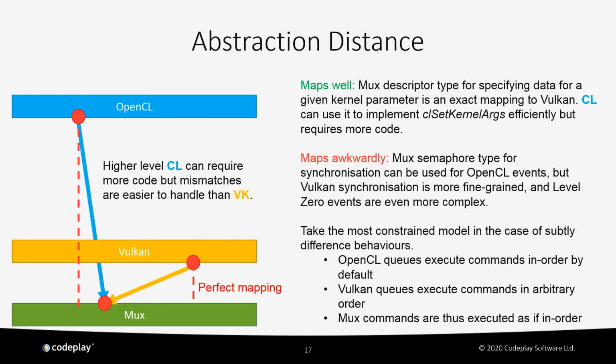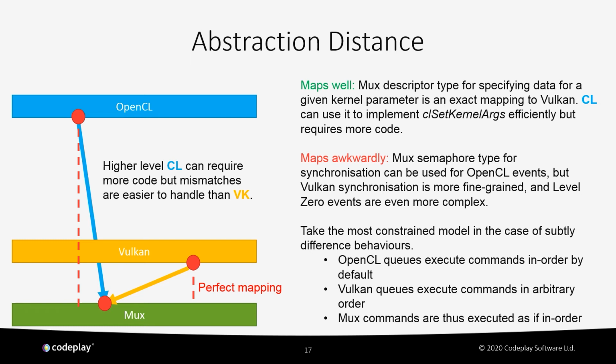One of the interesting things we found is to do with the abstraction granularity of MUX, which is lower level than Vulkan, but much closer to Vulkan than OpenCL is. So having this difference in abstraction layers, although it requires more code to implement OpenCL on top of MUX, actually provides a bit more flexibility when there's a mismatch. Whereas in Vulkan, if we have a mismatch between our MUX API and some of the concepts in Vulkan, dealing with this over a much shorter abstraction space is actually a lot more difficult.